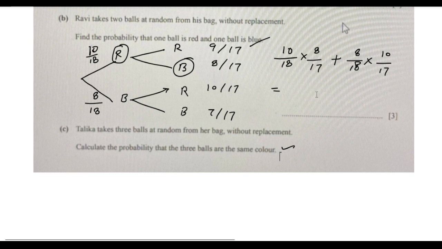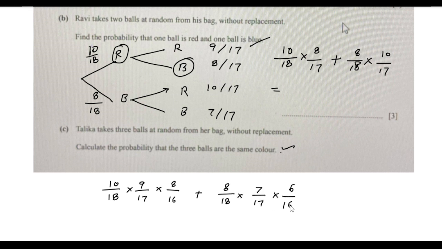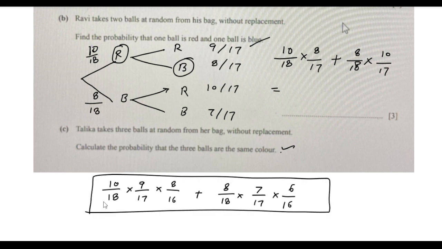So same color means your first ball will be red, its probability is what? 10 divided by 18. The second is red, its probability is what? 9 divided by 17. The third is red, its probability is 8 divided by 16. Or you have first ball blue, it's 8 divided by 18. Second blue, it's 7 divided by 17. Third blue, it's 6 divided by 16. So you simply add and you will get the probability that all three balls are of the same color.